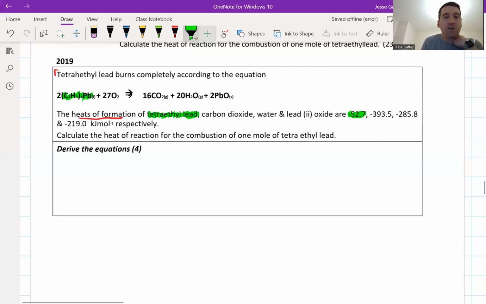All right, so what I want you to do now is, in a different color highlighter, do the rest of the names and match them with their heats of formation for me. Okay, so obviously, guys, you should only be playing if you've had a go at this now.